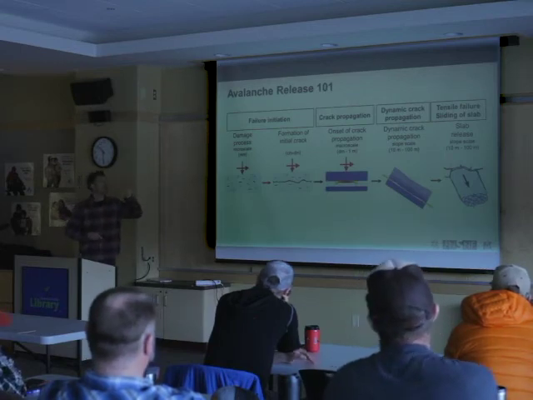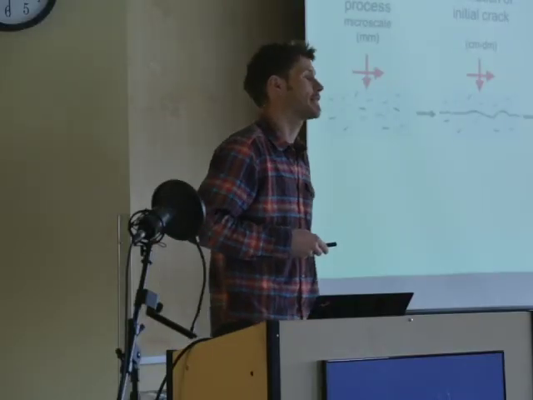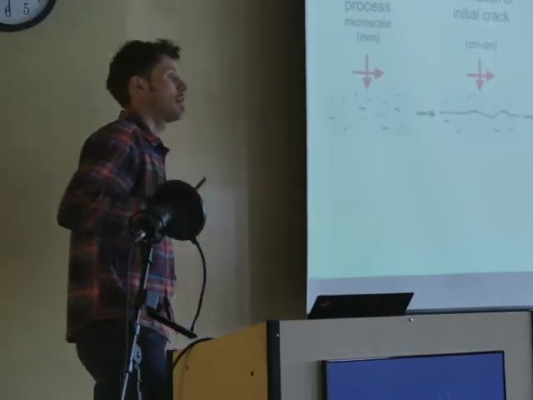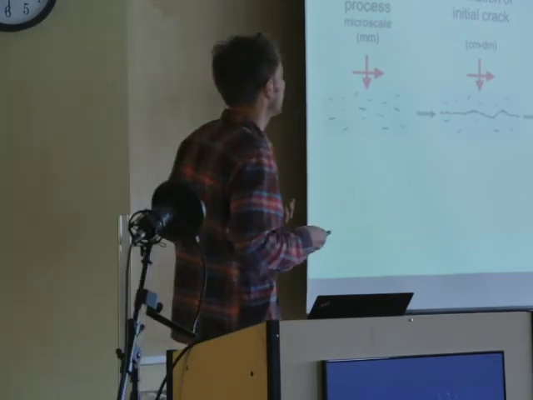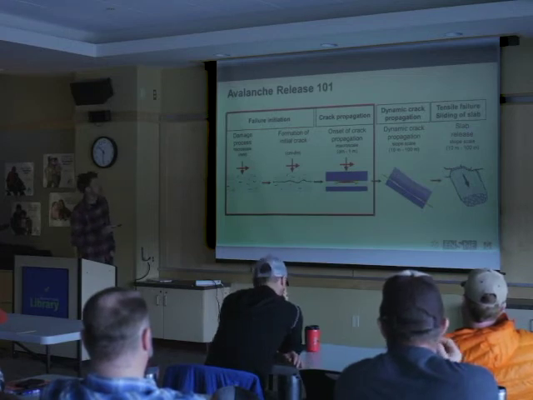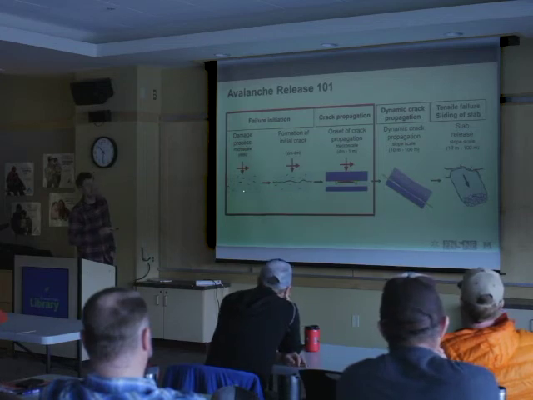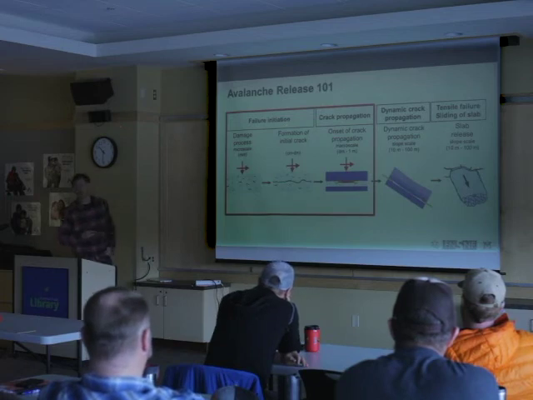Now if we think about avalanche release 101, this is the slide that was up at the ISSW in 2016. This is the current state of knowledge, of our understanding of how avalanches release. We're mainly looking at initiation and propagation. There is a damage process in natural release, and there is a skier kicking in here in artificial release, or an explosive kicking in here and forming an initial crack that then starts to propagate.